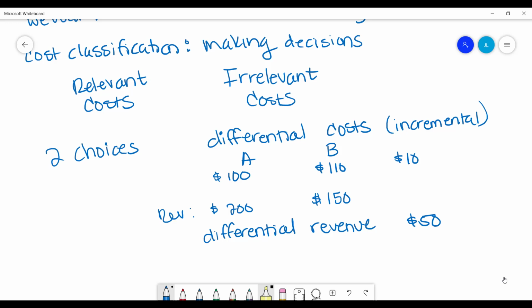Okay? So just keep in mind from a manager's perspective, in this kind of situation, you want to look at what's the difference in cost and the difference in revenue between these different alternatives, right? In this case, the differential cost and revenue, that's all relevant cost information. That's going to help me to make a decision as a manager, okay?